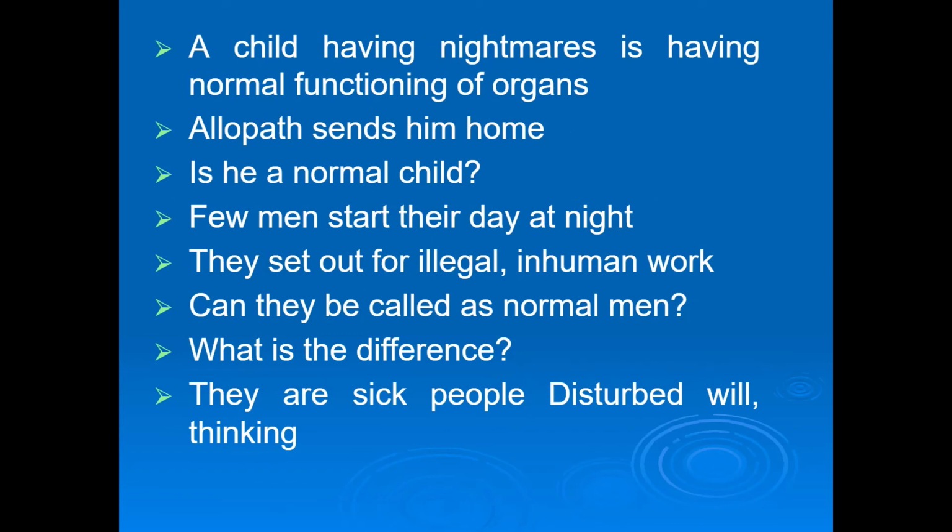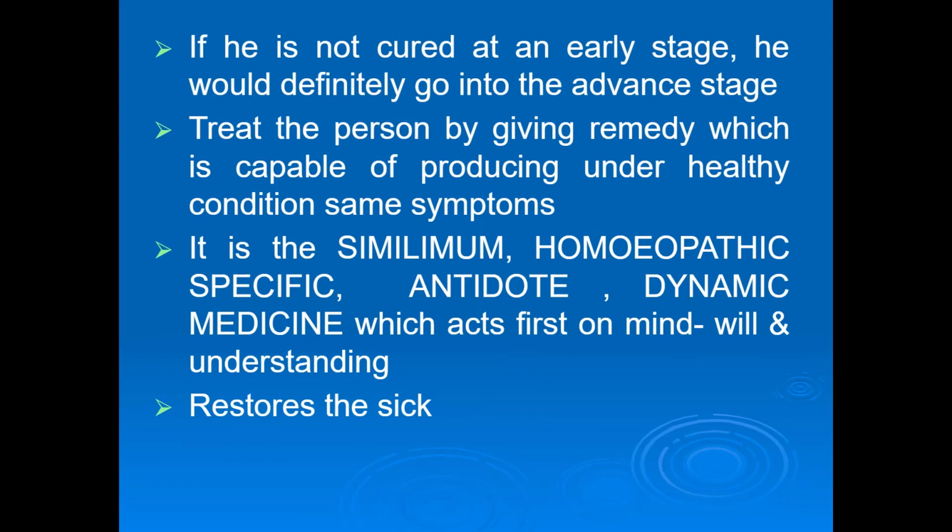A child having nightmares has normal functioning of organs. The allopath will send him home. But is he a normal child when he is crying in between the night due to nightmares? Another example: a few men start their day at night, that means the thieves. They set out for illegal, inhuman work. Can they be called normal men? What is the difference? They are sick people with disturbed will and thinking. If he is not cured at an early stage, he would definitely go into the advanced stage.